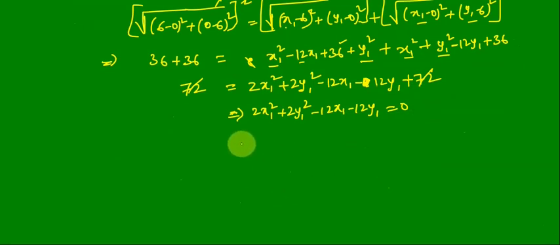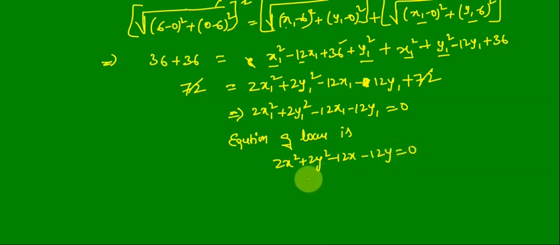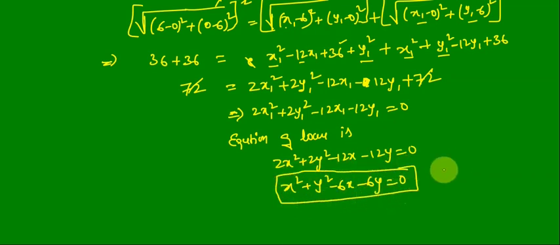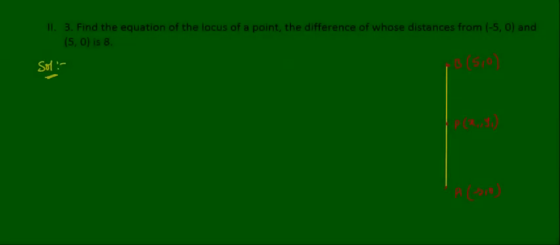So then what is the general equation of the locus? Therefore, the equation of locus is obtained by replacing x1 with x and y1 with y. So this will become 2x square plus 2y square minus 12x minus 12y is equal to 0. If I take 2 common, what I'll get? x square plus y square minus 6x minus 6y is equal to 0. So this is the final answer, the equation of the locus for the given problem. Okay. We'll solve the third problem.